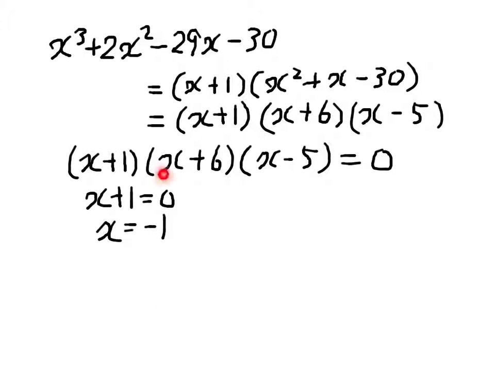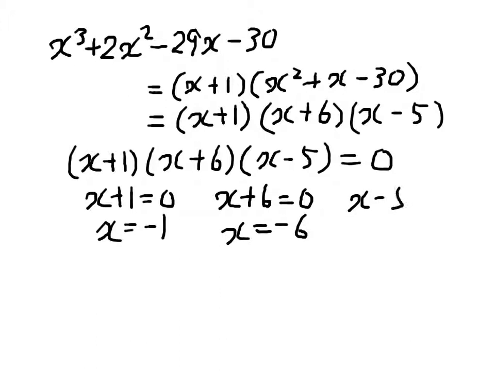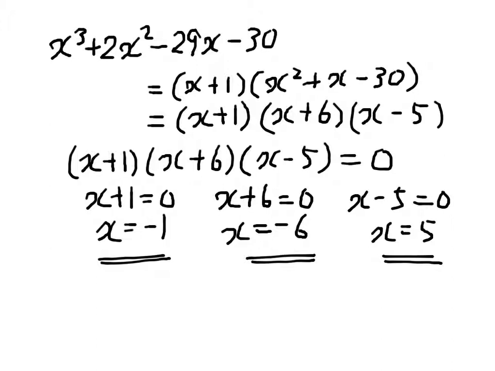Now I'm going to do the same thing for the second part and the last part. So x plus 6 has to be 0. So x must be minus 6. x minus 5 must be 0. So x must be 5. Okay, so my solutions are minus 1, minus 6, and 5.